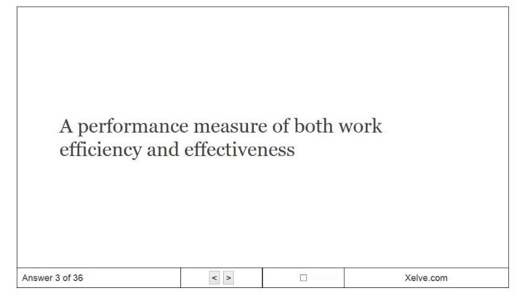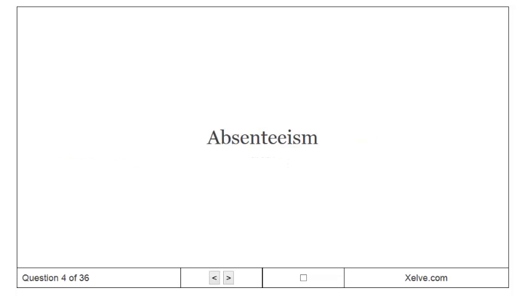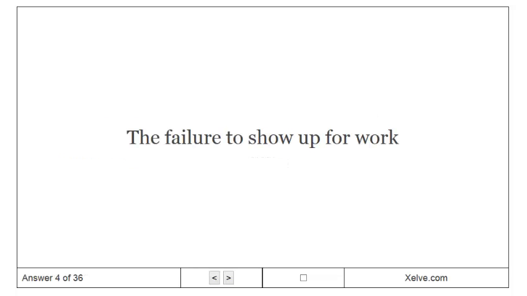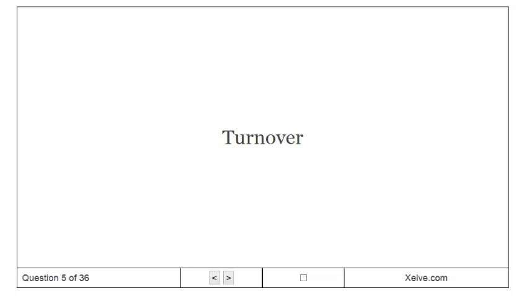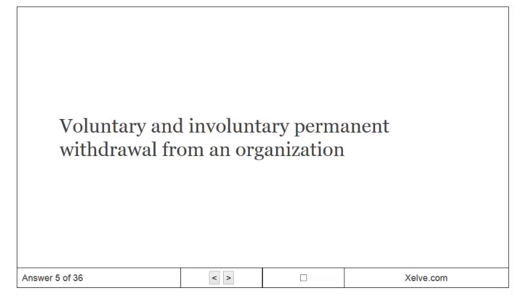Employee productivity. A performance measure of both work efficiency and effectiveness. Absenteeism. The failure to show up for work. Turnover. Voluntary and involuntary permanent withdrawal from an organization.